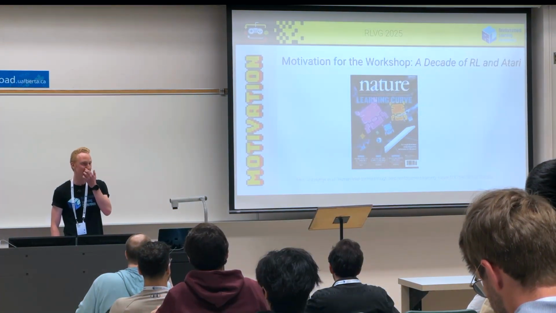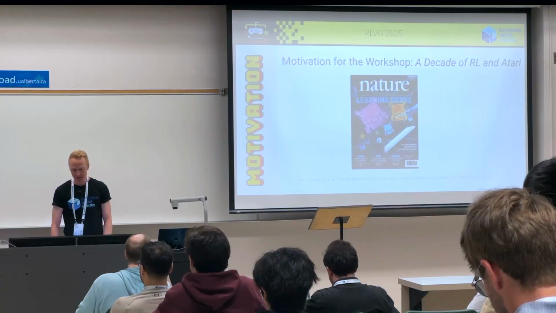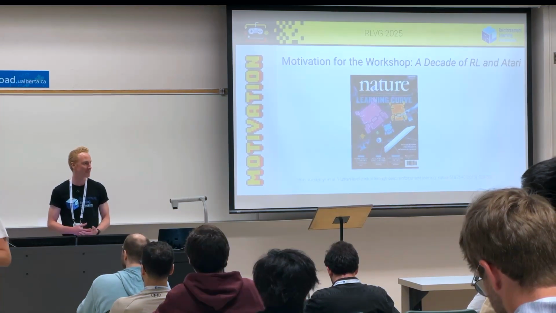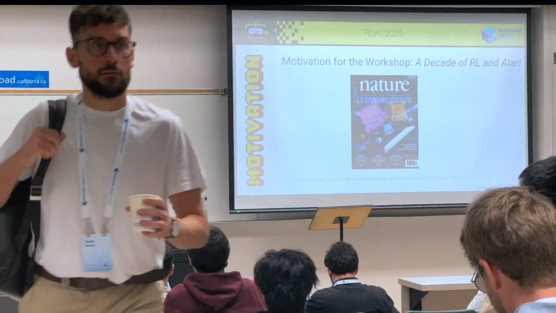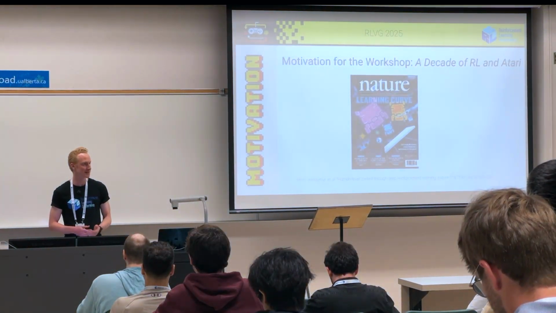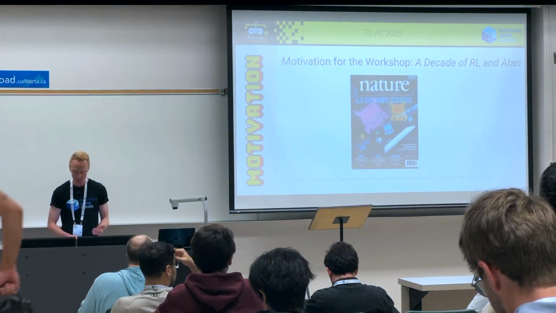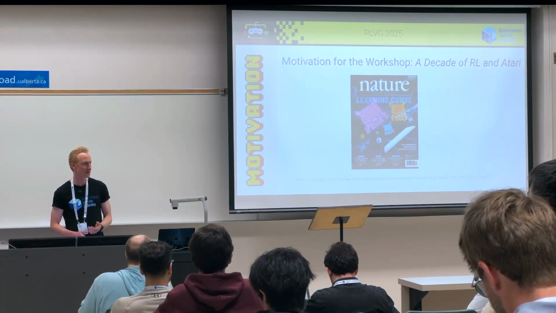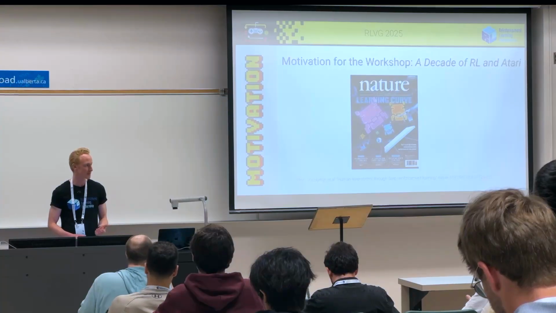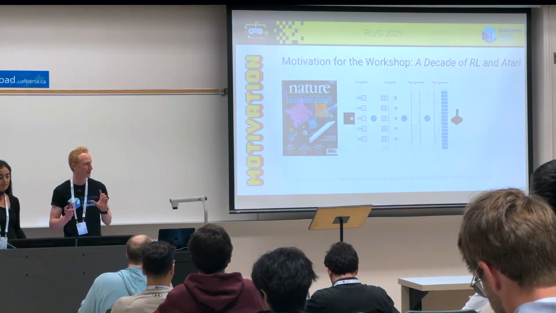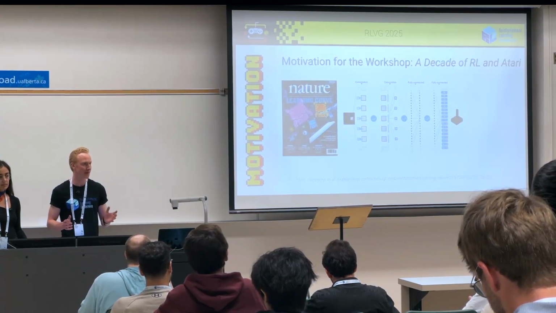Just to provide a bit of background for the motivation of the workshop, a few of us from the organising team were at RLC last year and had a great time trying out some of the Sony Gran Turismo stuff that was here. And we realized that this year would be a decade since the original Atari DQN paper, Human Level Control Through Deep Reinforcement Learning, was published in Nature, which demonstrated that reinforcement learning could be applied from pixels to learn to play Atari games. And there's a lot to unpack in exactly what it means to learn to play a game from pixels, what superhuman means, and we'll get into all of that today.